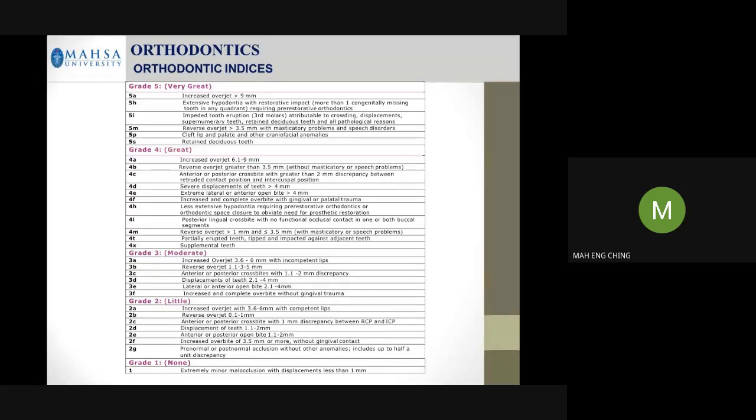Then if it is grade 1 and 2, we try to persuade them not to do the treatment, or if they want to do it, then they have to go to private practice. Basically, it's just because our resources are very limited. We have limited staff and limited material. So we want to focus on those patients who really need the braces treatment. So if the patient falls into category 1 and 2, then maybe we try to turn them away.